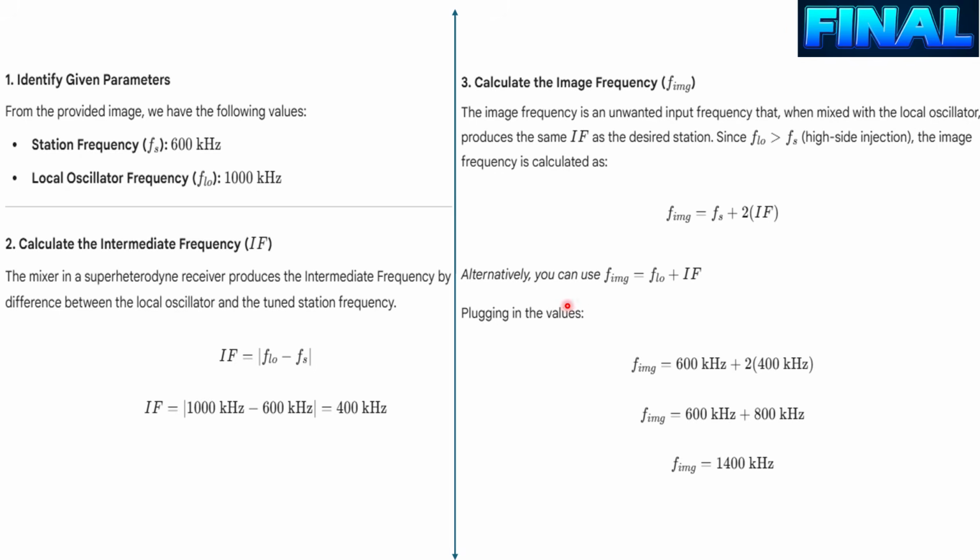Alternatively, you can also use this formula, that is image frequency is equal to the local oscillator F plus IF, right? And in both ways, you get the image frequency of 1400 kilohertz.